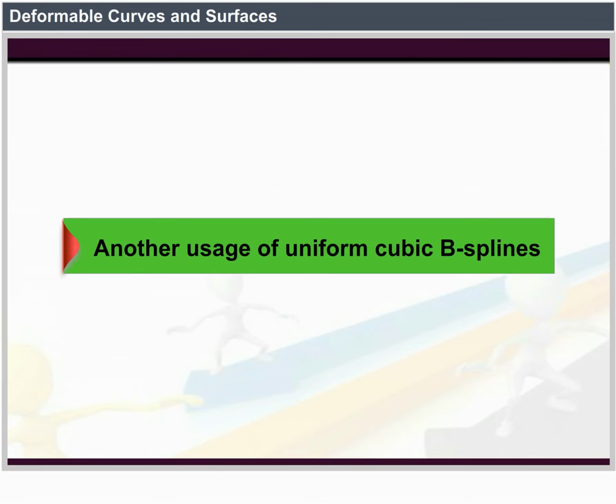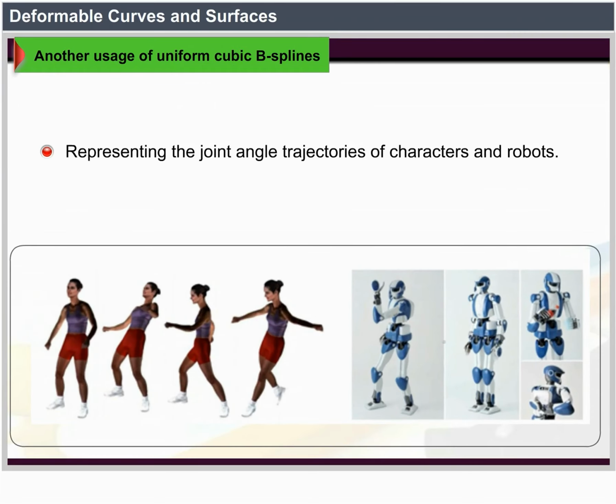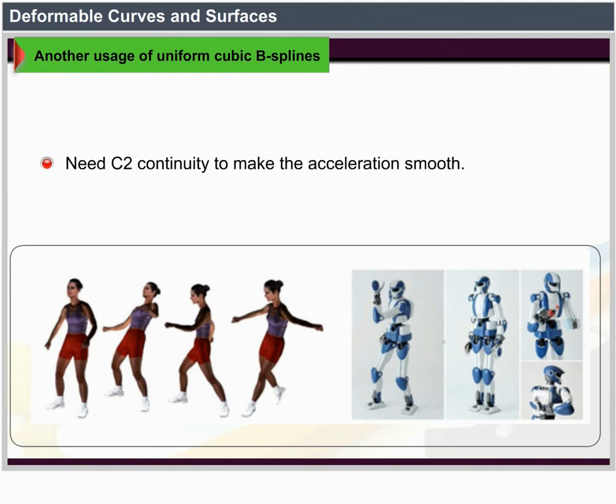Another usage of uniform cubic B-splines: representing the joint angle trajectories of characters and robots. Need more control points to represent a longer continuous movement. Need C2 continuity to make the acceleration smooth and not changing the torques suddenly.